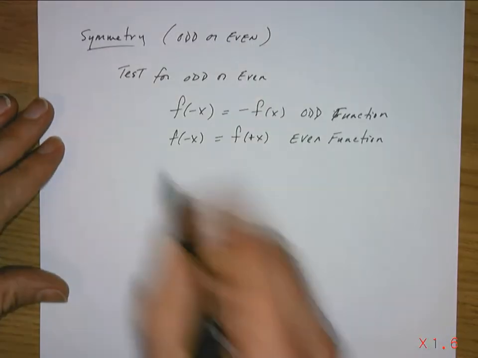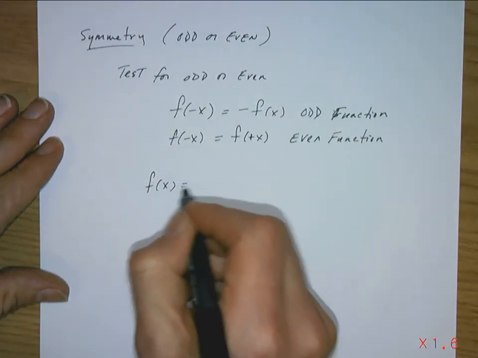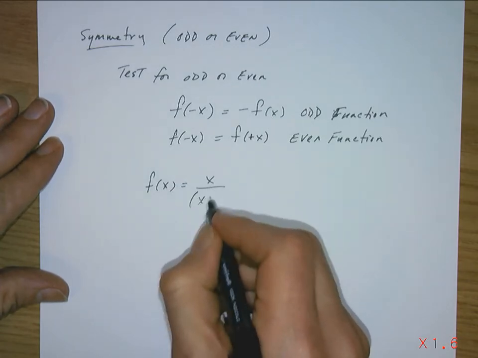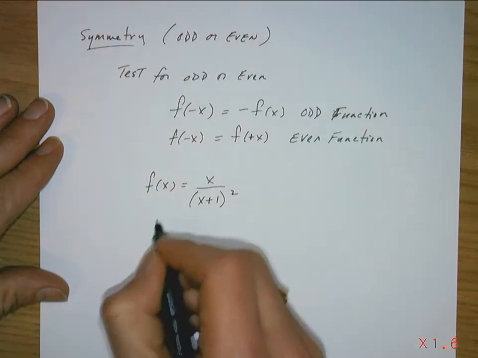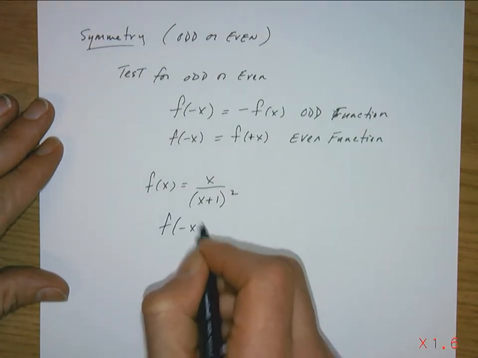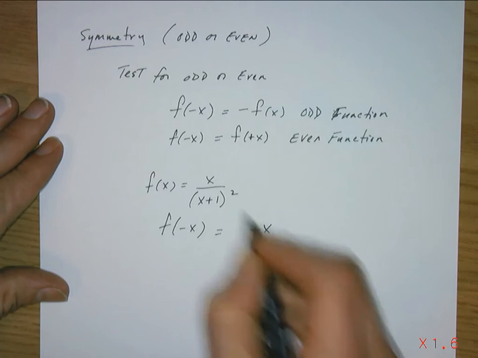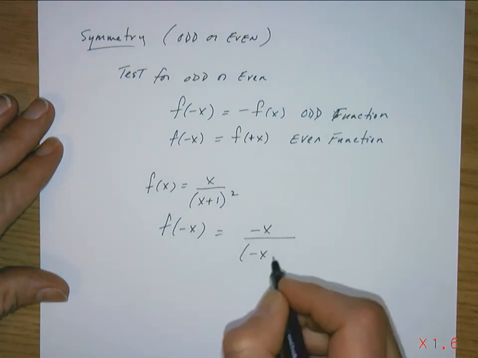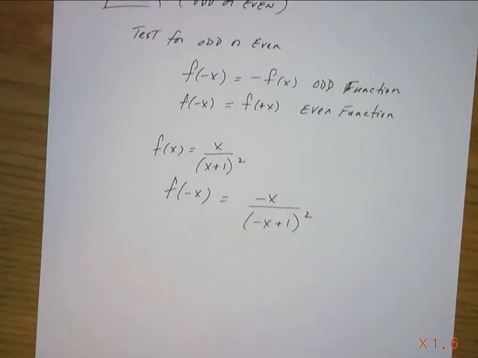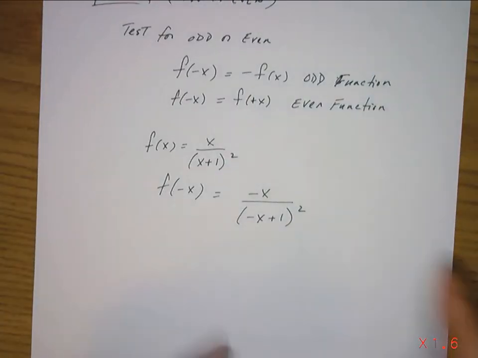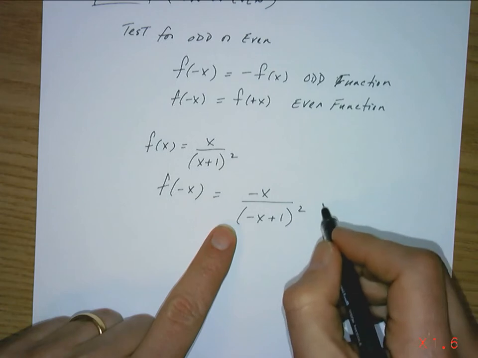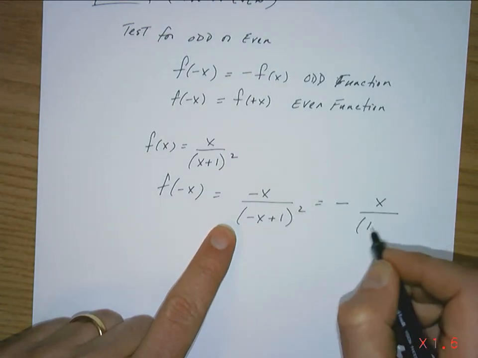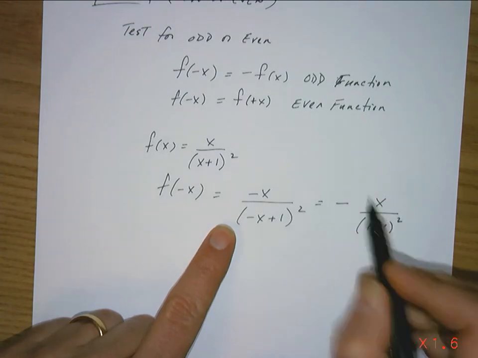So let's do our test. F of x is equal to x over x plus 1 squared. So when I plug in my negative x, I'm going to get negative x in for x on the top. I'm going to get negative x in for x on the bottom. Now, if I take a look at that, I can common factor this negative out so I can see it better. That's a little trick that I do. And what I get is that.